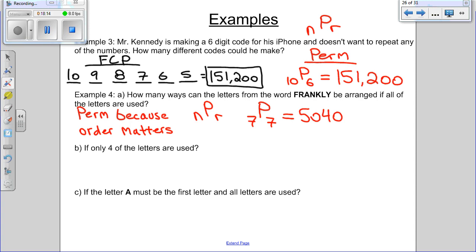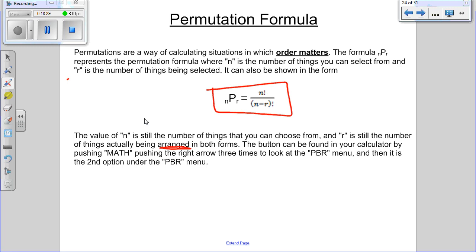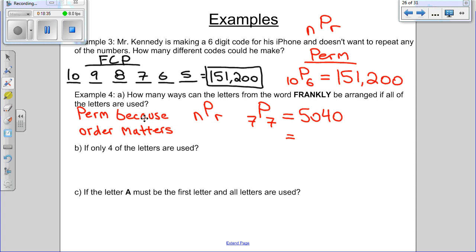5,040 is definitely an answer. It could also be represented using the formula for 7P7. If you look back on the page with the formula, you just have to plug in 7 where the n's are, and 7 where the r's are. So this could also be represented as 7 factorial divided by (7 minus 7) factorial. I'm just putting the numbers in for the letters in the formula.